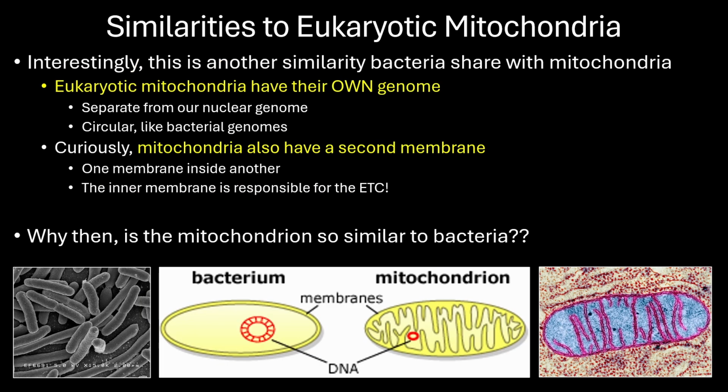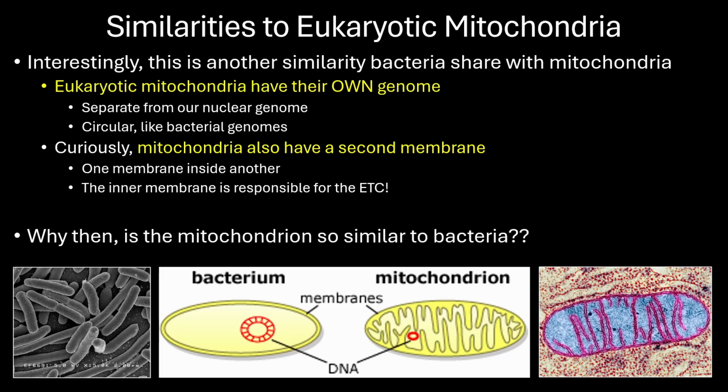So there's actually a lot of similarity that these bacterial cells share to mitochondria, because eukaryotic mitochondria are really weird. They have their own genome. It's separate from the nuclear genome that we have in our nucleus. And it's circular, actually, very much like bacterial genomes. And curiously, mitochondria also have a second membrane, one of them inside the other. It's very similar to some things that we see with some bacteria.